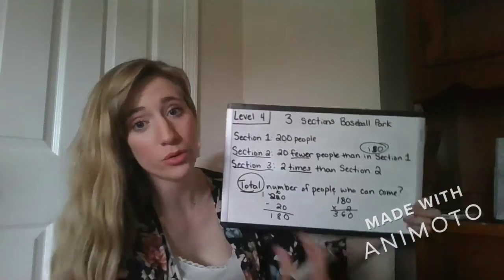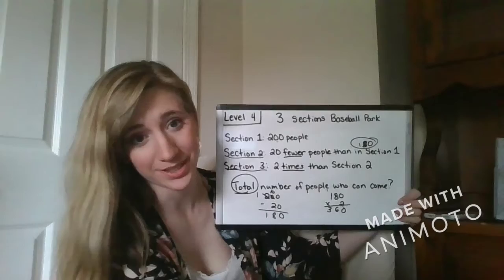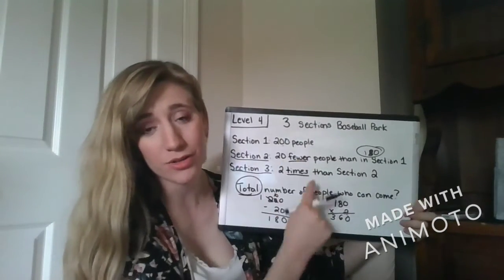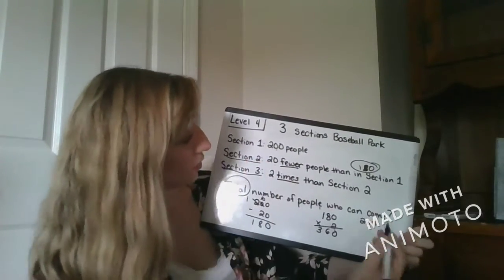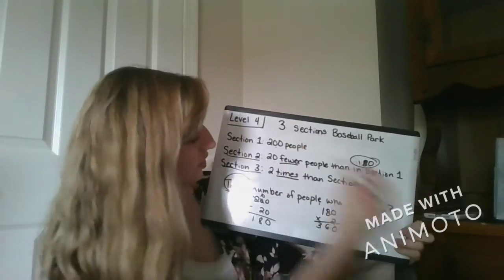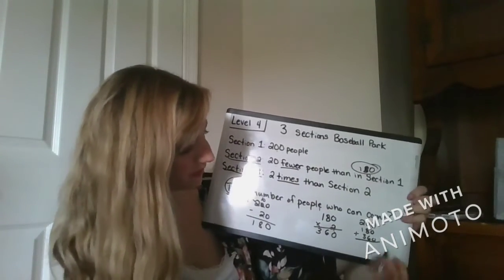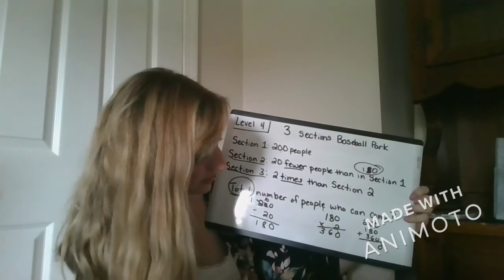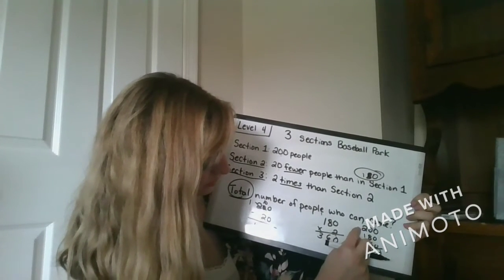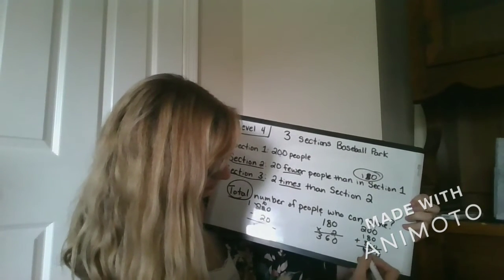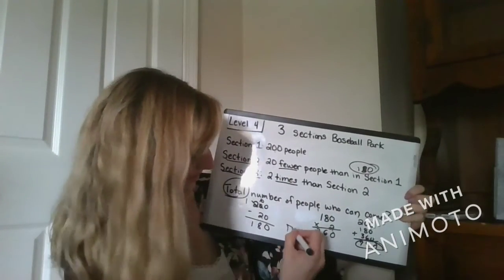Now it says, what's the total number of people who can come to the baseball park. So now what I have to do is add up all of those numbers together. Section 1 is 200. Section 2 is 180. Section 3 is 360. So let's add them all up. 0 plus 0 plus 0 is 0. 8 plus 6 is 14. 1 plus 2 is 3, plus 1 is 4, plus 3 is 7. So hopefully you got the answer of 740.